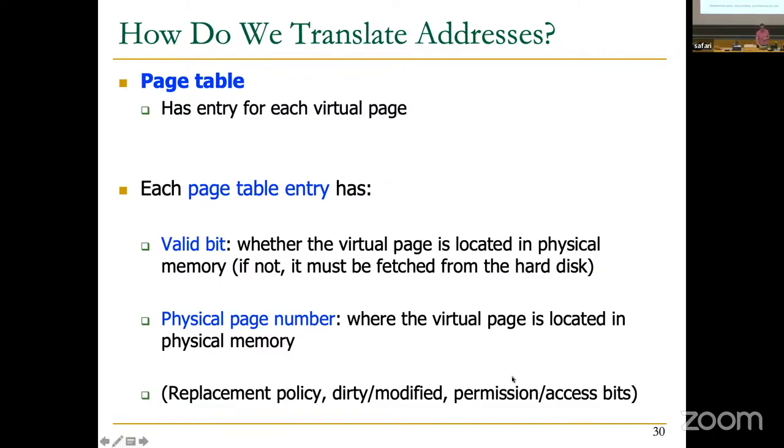And then also permission and access bits. Can you access this page, given that you have some privilege level in this process? We're going to talk about that because this is separate from address translation. Essentially, it enables virtual memory protection. Okay, so ignore those permission access bits for now.